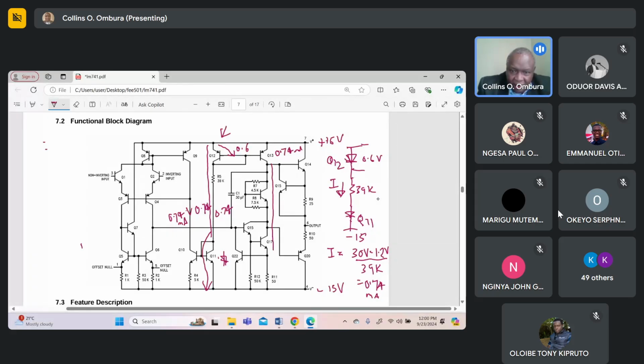And this current will pass through here. So the system is working. Also here, this current over here is 0.74 milliamps. Okay, so I'll leave you over there to calculate the various currents. I want us to calculate this current and also this current over here.